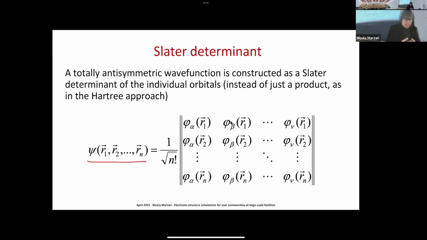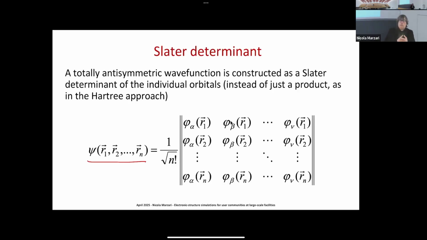The determinant is a property of linear algebra, is totally antisymmetric. So the informational content has not changed. You still need the 26,000 numbers, so you are good. But now your wave function has the right symmetry. Okay? And all of a sudden, the Pauli principle comes up.